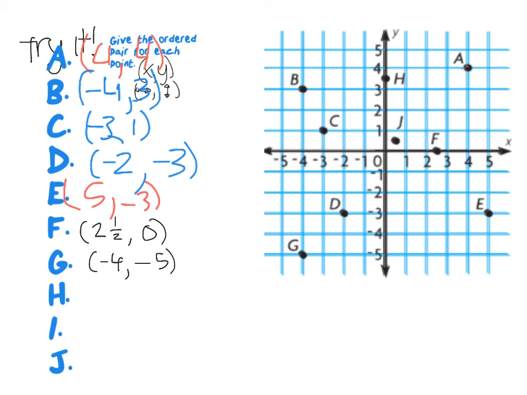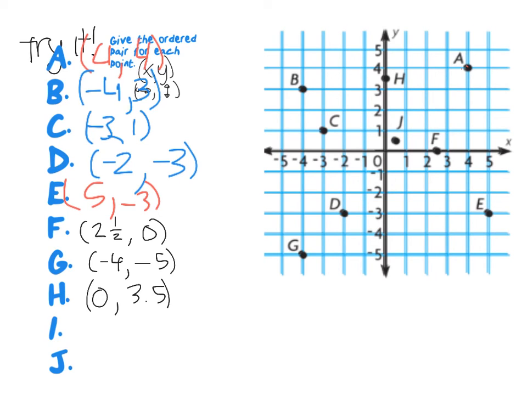Okay, let's try H. Starting at 0, here's H. So it looks like we're not going to go across at all. So if we're not going across, it's going to be a 0 in the x coordinate. And then from there, we're going to go up. So that's going to give us a positive number, 1, 2, 3.5. And you can do 3.5 or a fraction. Either way is fine.